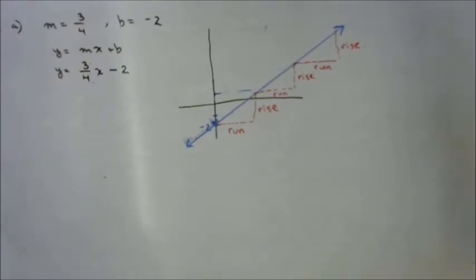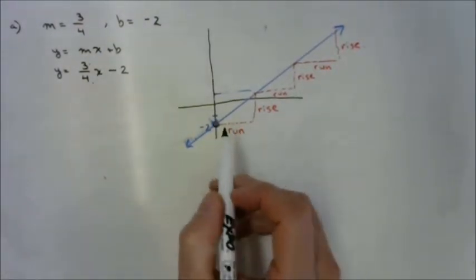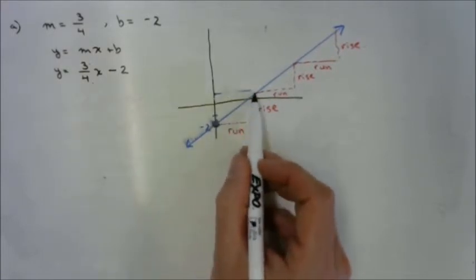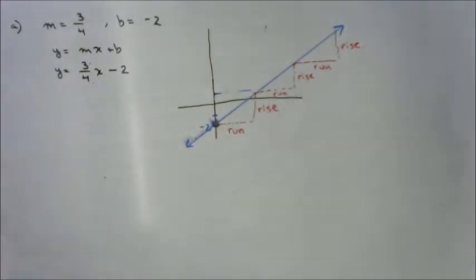All right, so real simple. I get my starting point. Just a quick review. You get your starting point, your initial value, okay? And then you have your slope. Rise, run. Rise of 3, run of 4. Rise of 3, run of 4.